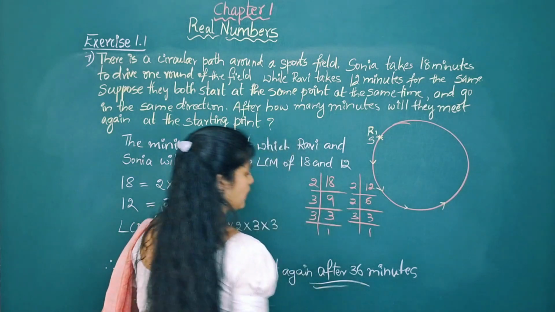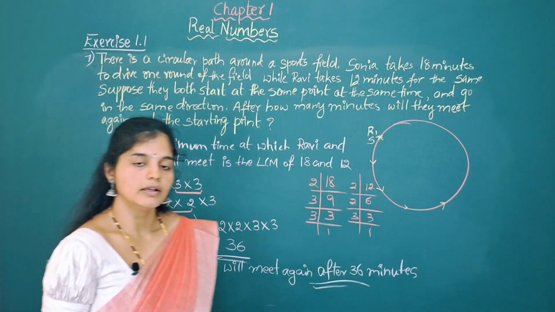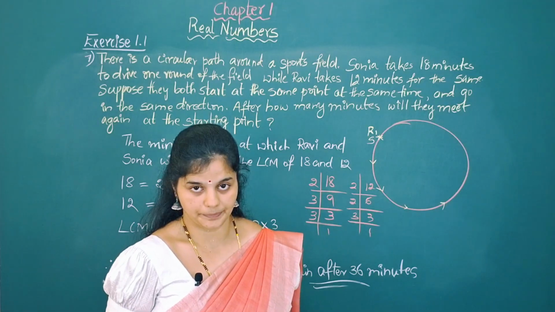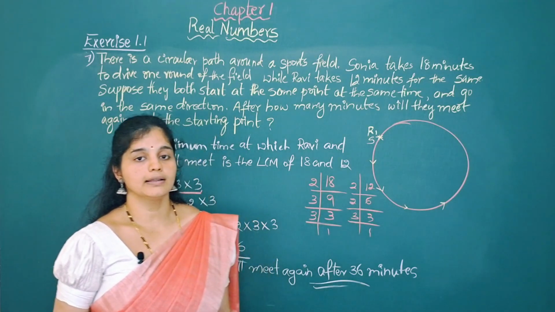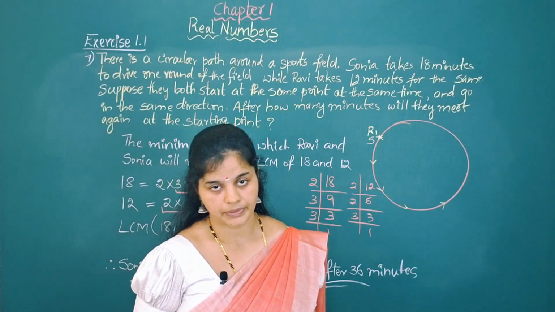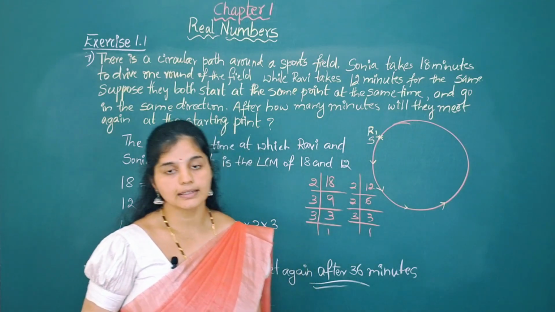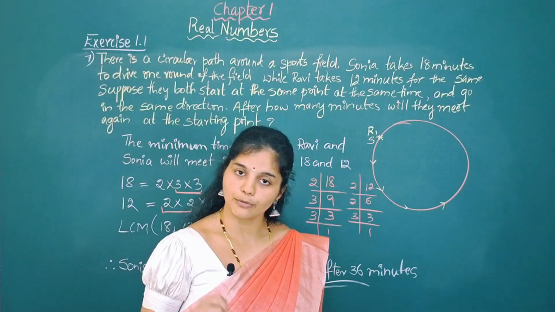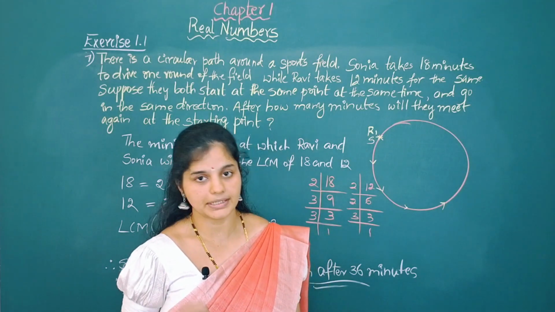And this is the answer for this particular question. Since they have asked when they will meet once their journey has begun, you are supposed to find the LCM of 18 and 12. And that will give you the answer. That will be the time duration after which both Sonia and Ravi will meet again.